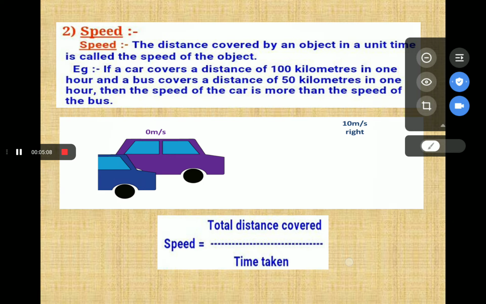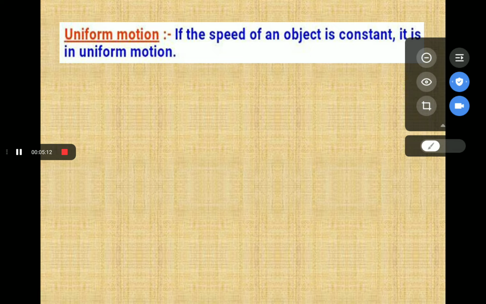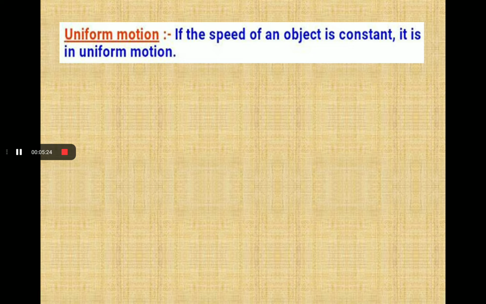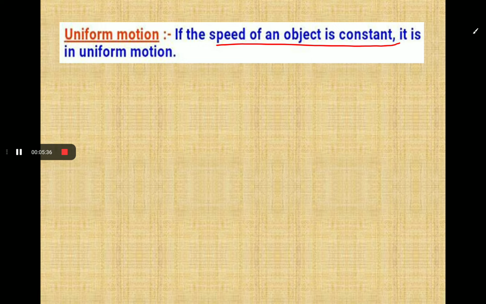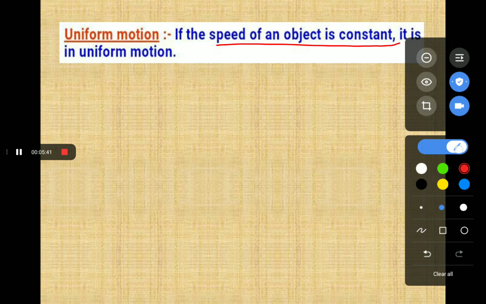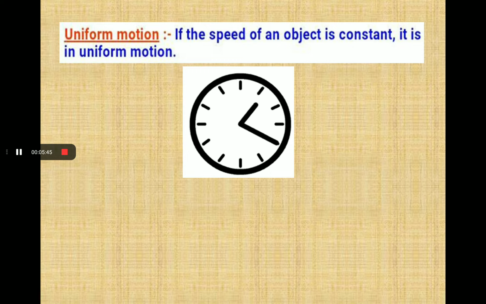Now, in the next slide, the topic is uniform motion. In the previous slide, you just learned how to calculate the speed. If the speed of an object is constant, meaning the speed of the object is not changing, then it is called uniform motion. The best example for uniform motion is the clock. We know that the hands of the clock move with constant speed. Its speed does not change. You can also give another example of uniform motion, as the earth rotates around the sun.